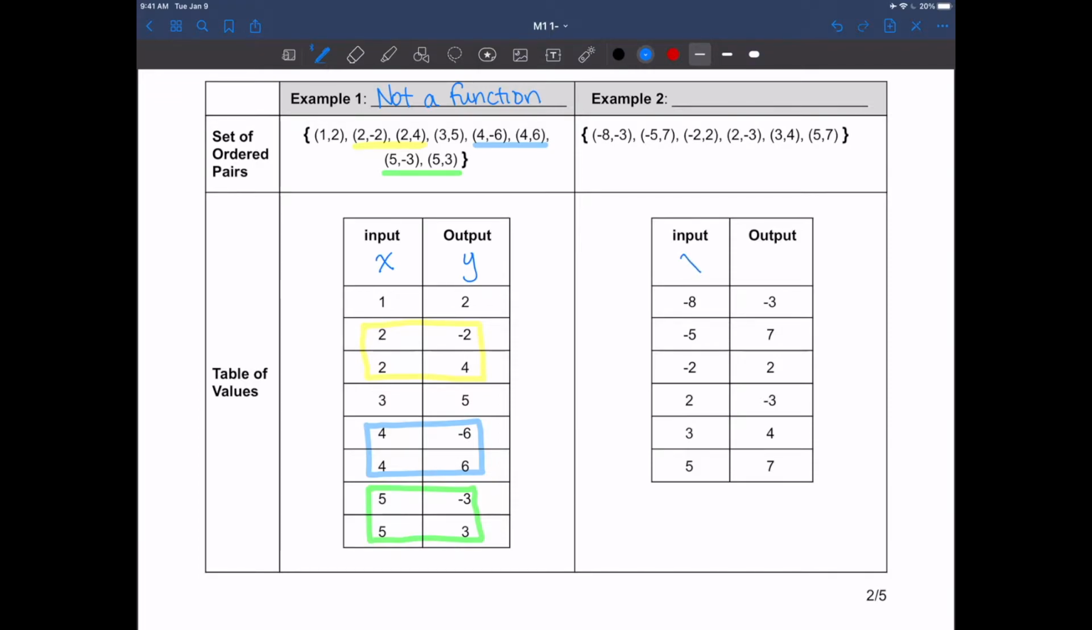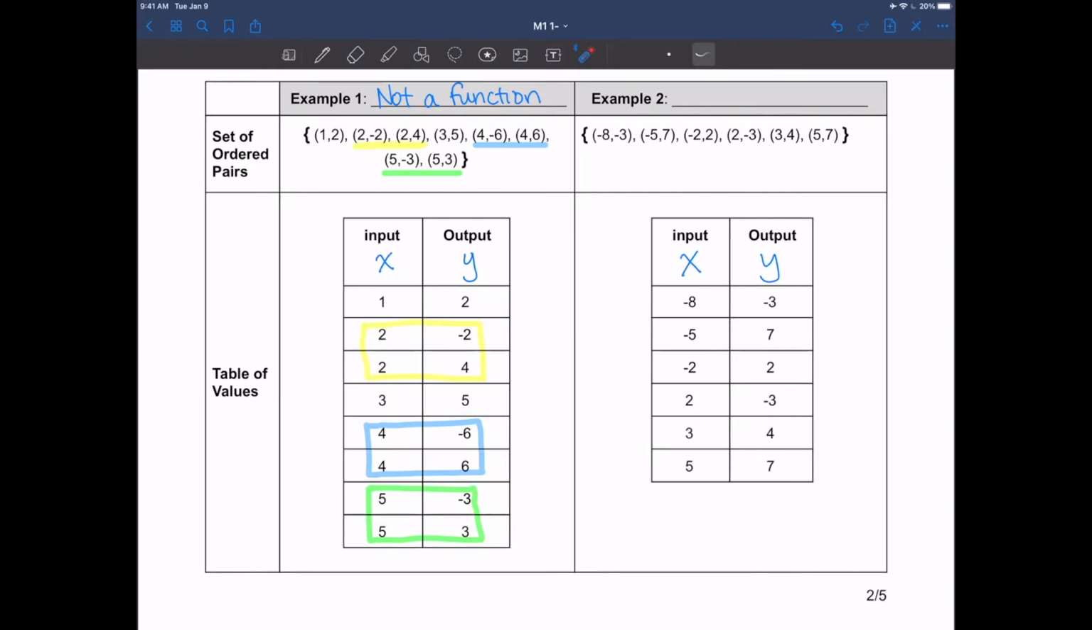Again, our inputs are typically X and Y, not always, so be careful. And here I'm looking for any repeated input values, because then that means I need to look for their outputs. I don't see any repeated values, so automatically this is a function.